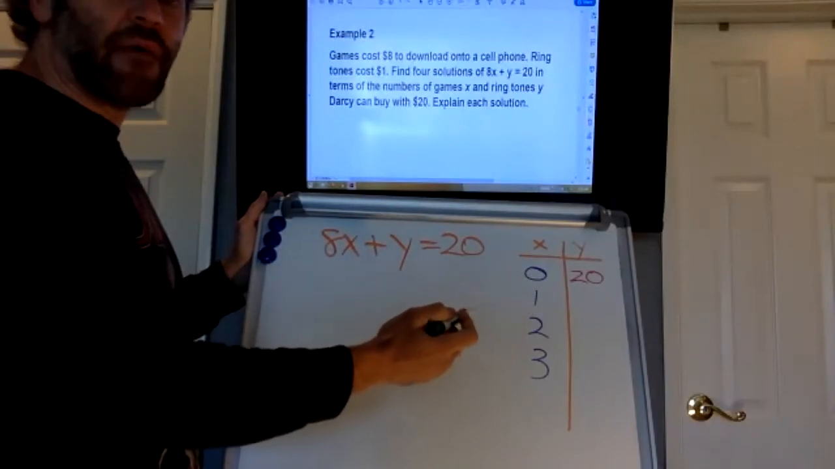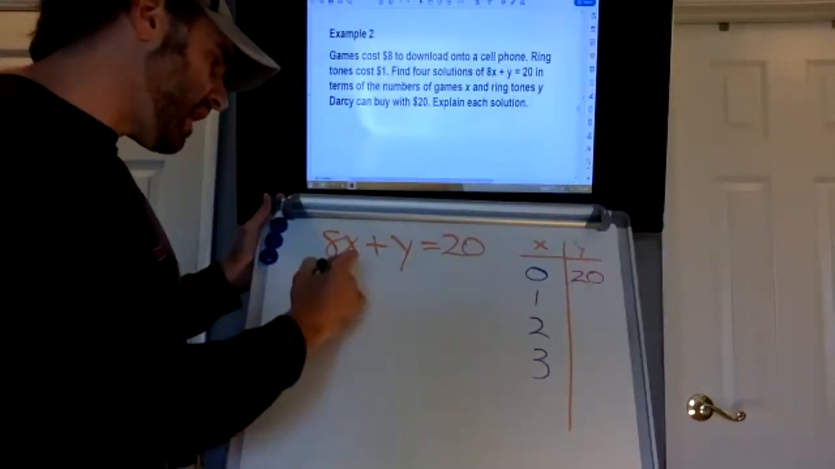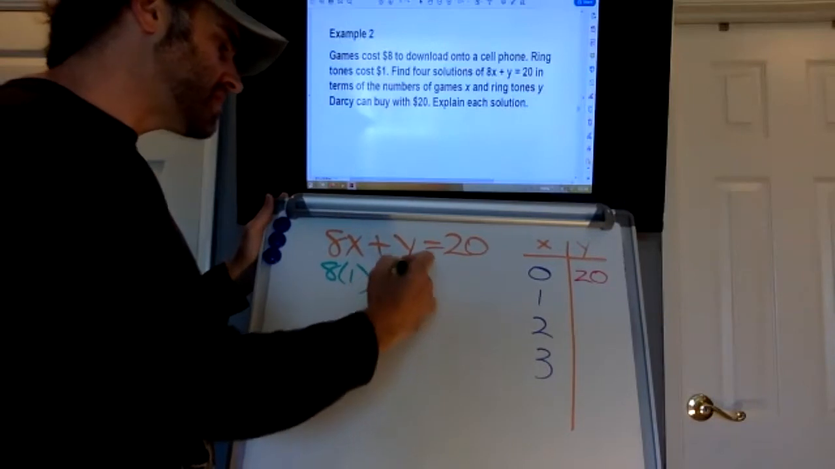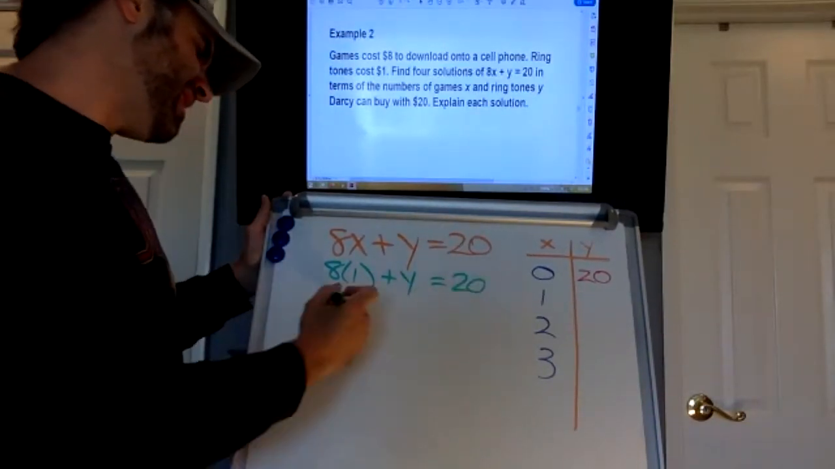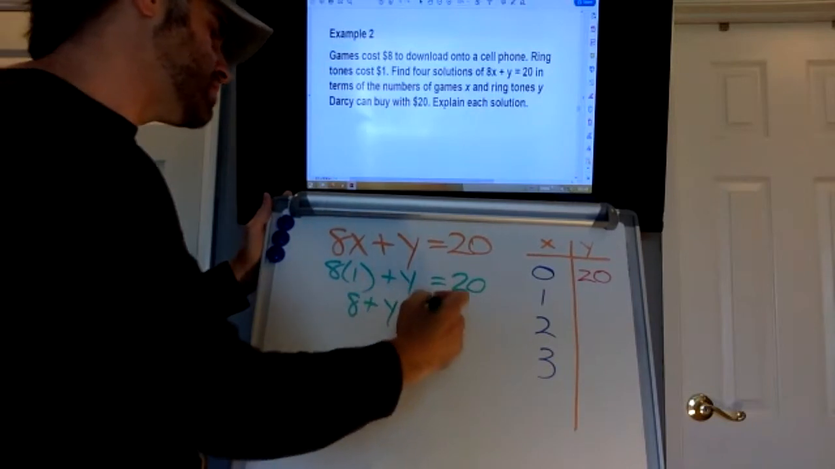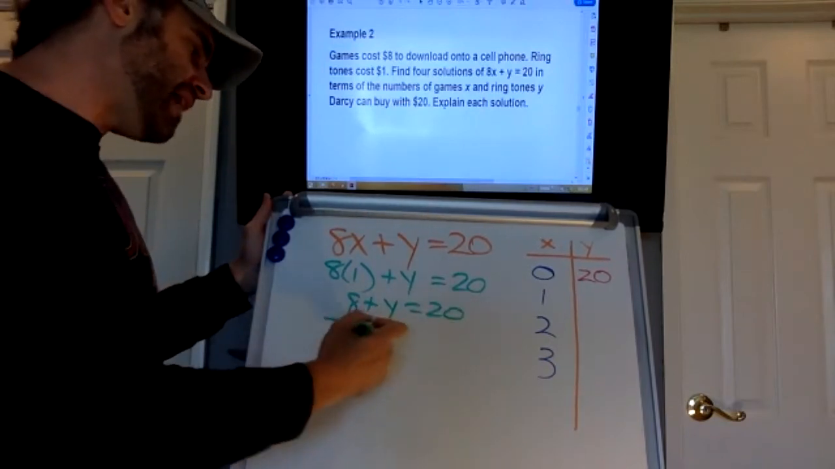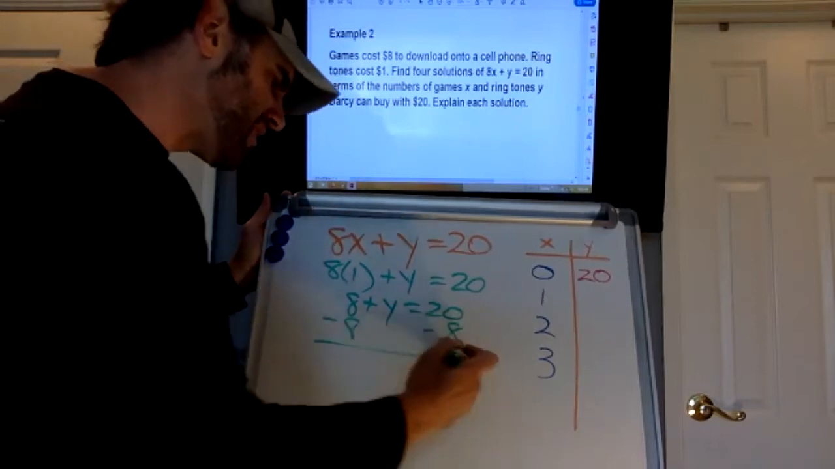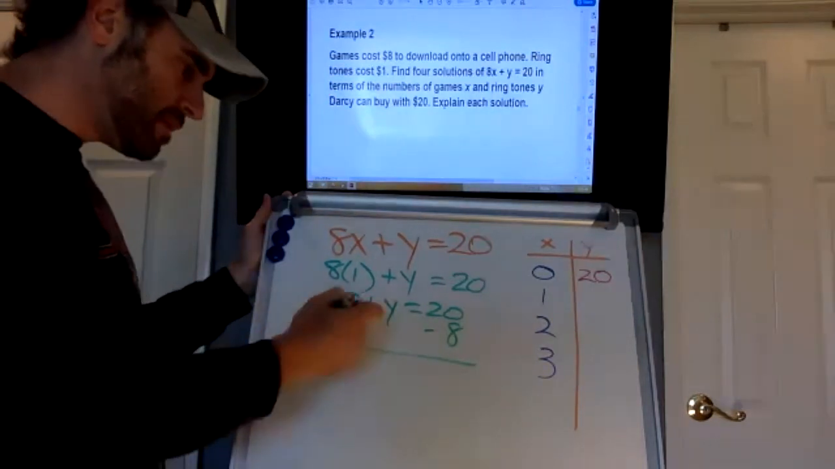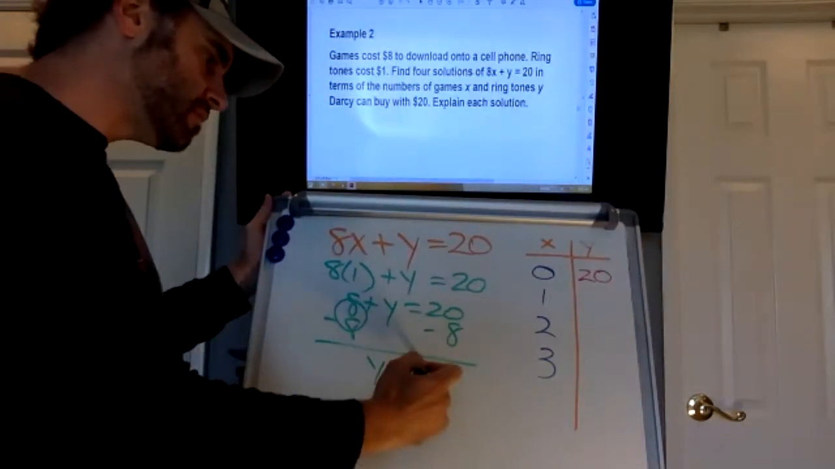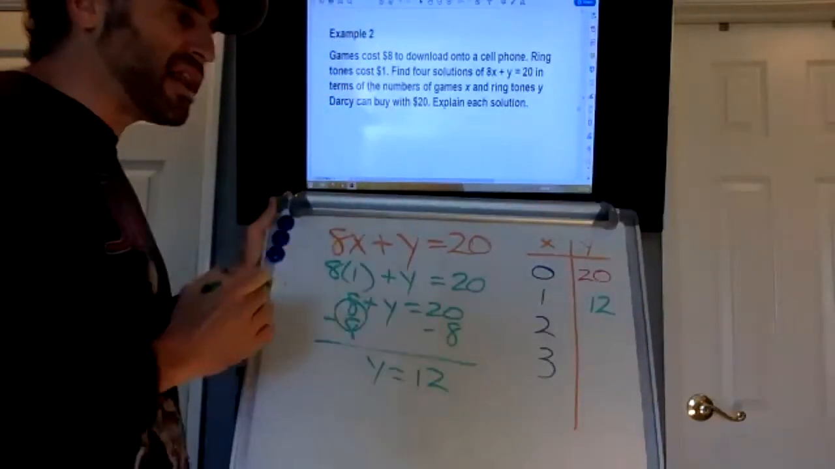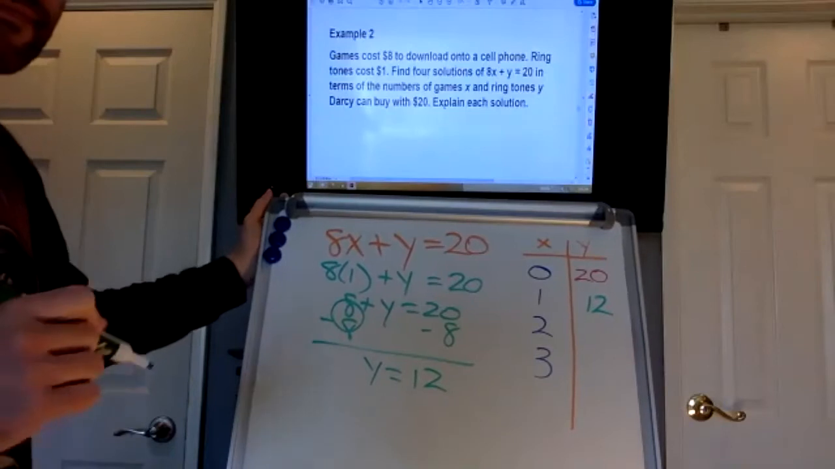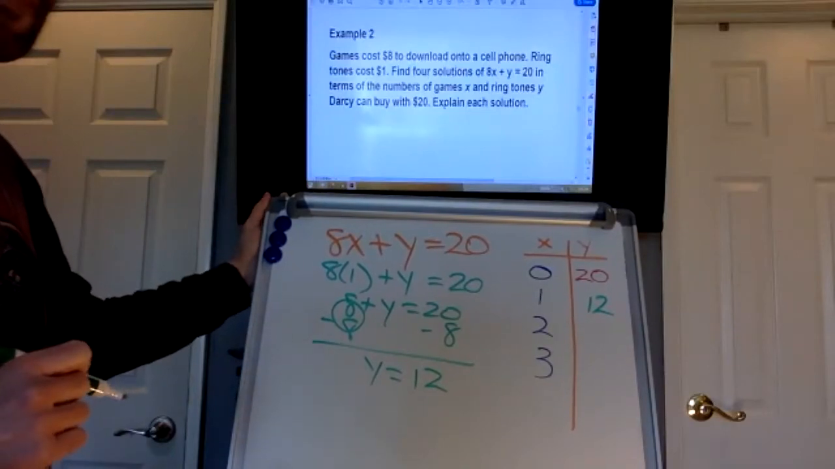All right, here we go. Let's say I want to buy 1 game. 8 times 1 plus Y amount of ringtones at $1 each. This is 8 plus Y is equal to 20. I'm going to take the 8 away from what I can spend and from the 8 over here. Y is equal to 12. I don't need to plug in anymore. Why not? I'm done plugging in.